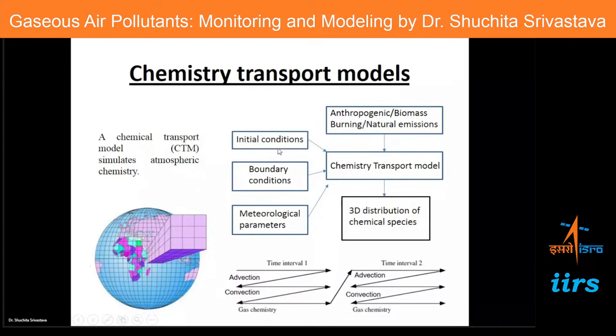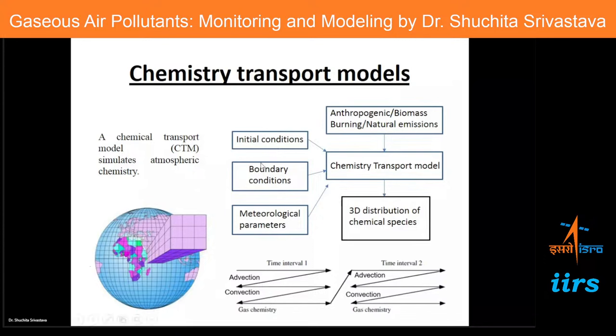We require the initial condition, which means what is happening at time t equal to zero: the three-dimensional distribution of all the chemical species which we are going to simulate in the model. At time t equal to zero, we should know the three-dimensional distribution of all the target species.